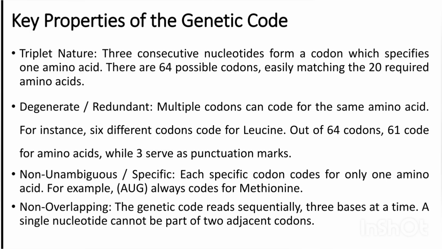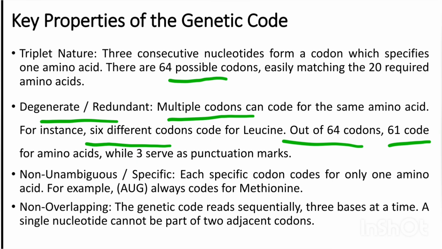AUG, GUU, UUA, like this. There are 64 possible codons, easily matching the 20 required amino acids. Next key property is degeneracy, or redundancy. Multiple codons can code for the same amino acid. For example, 6 different codons code for the leucine amino acid. Out of 64 codons, 61 are for amino acids and 3 serve as punctuation marks.